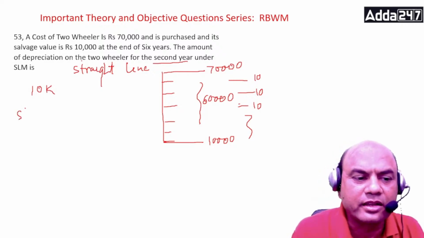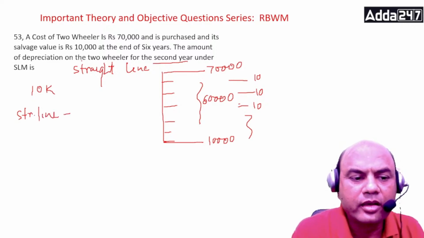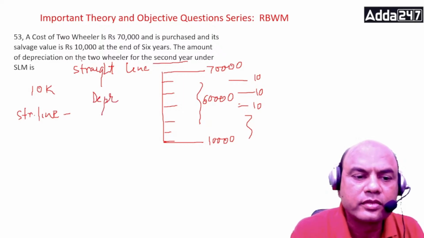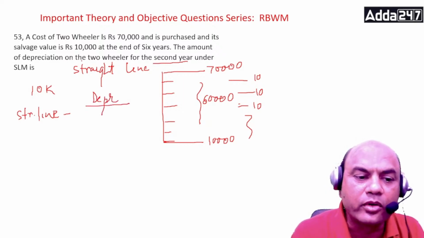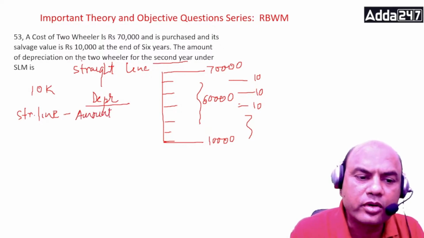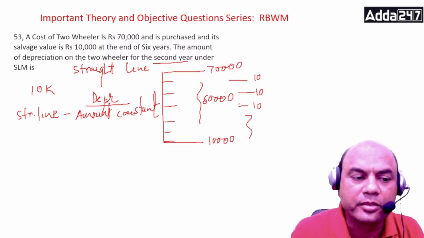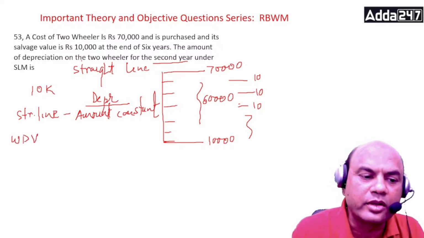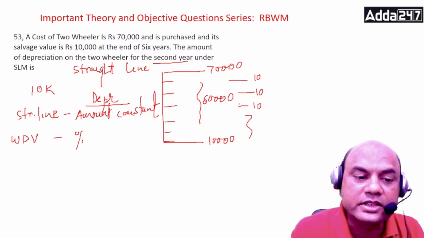Here is something new you must understand. Straight line depreciation is always a constant amount. The amount is constant. And in WDV, the written down value method, the percentage is constant.